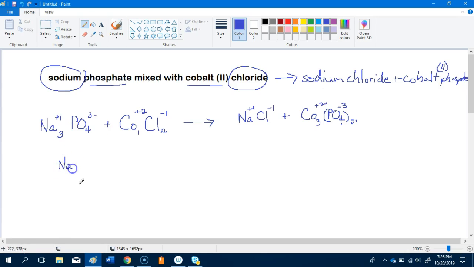I'm going to do sodium first because it's the nonmetal. Then I'm going to do chlorine because it's a metal. I'm going to do cobalt because it's a metal. And PO4, the phosphate polyatomic ion, stays together on both sides. So I'm going to do it together. Remember, that's one of the hints they say when you are balancing equations, that if you have polyatomic ions that stay together on both sides, to do them as a unit.